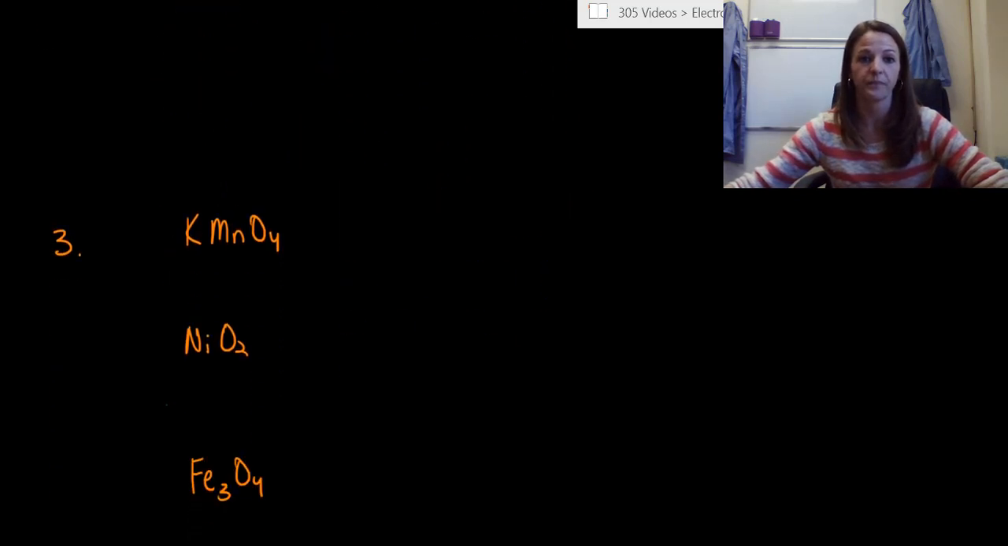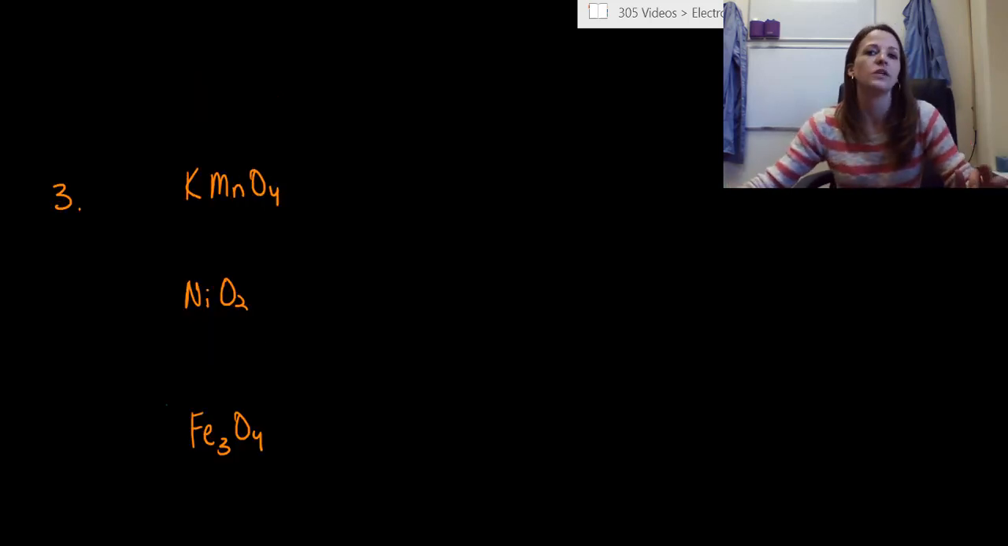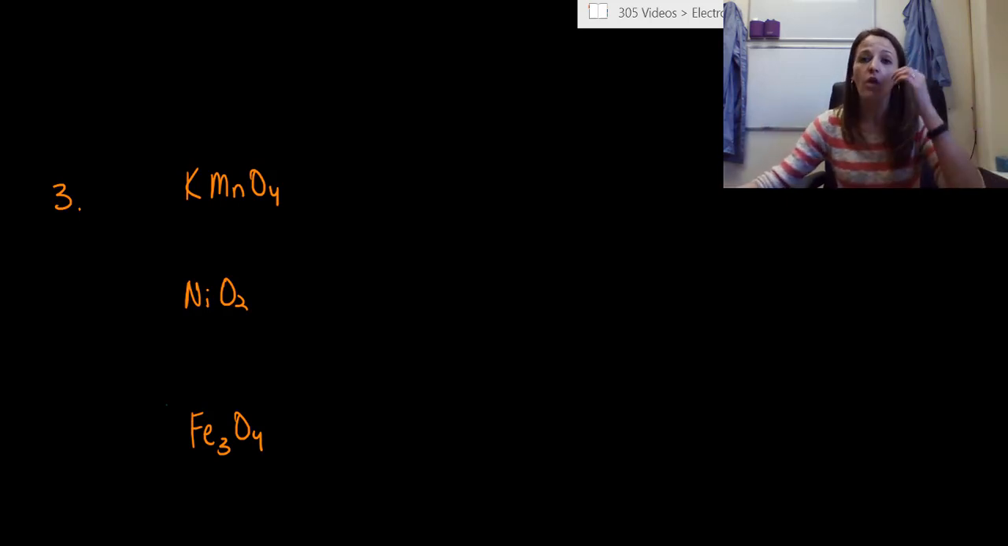Next question. For these 3, again, I want you to assign the oxidation numbers for every single atom within the compound. Go. All right, this is where it starts to get a little tricky. So now we just have to follow the exact same rules that we had before. Always start with oxygen, then go to hydrogen, then try to assign your other groups.